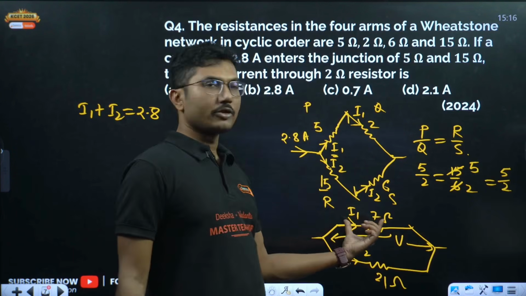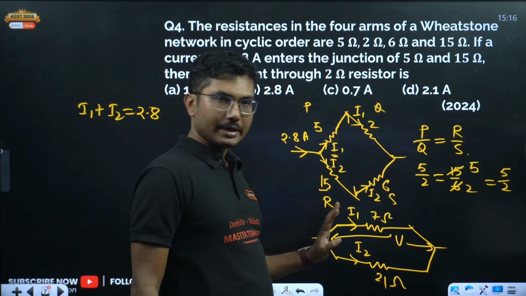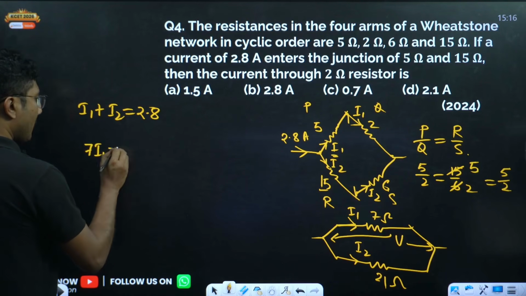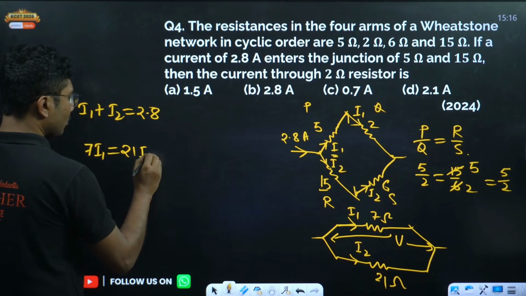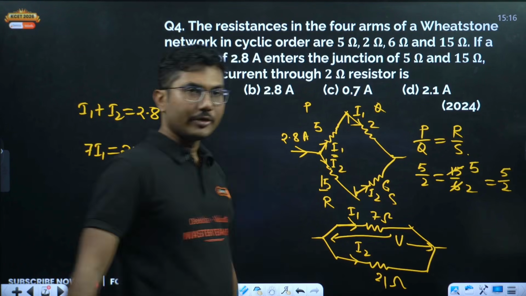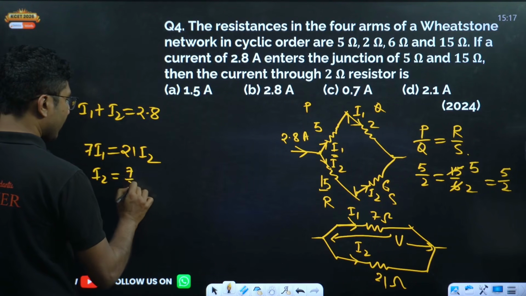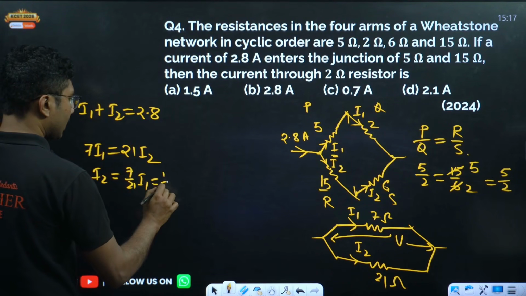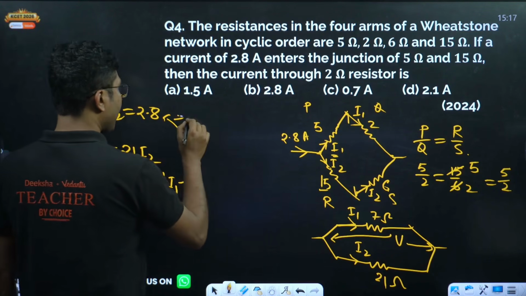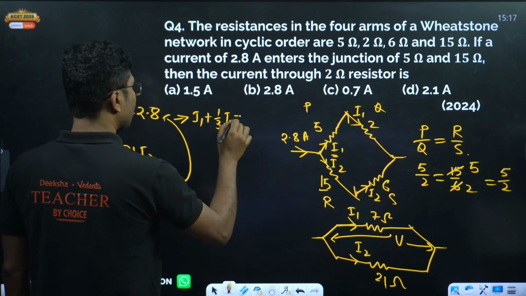So what is the voltage drop across any resistance? Voltage drop across any resistance is current times the resistance value. So 7 I1 must be equal to 21 I2, right? Voltage drop across this is 21 into I2. So from here we can say I2 equals 7 by 21 I1, or 1/3 I1. Now we will use that back here and we will simplify. I1 plus 1/3 I1 equals 2.8.